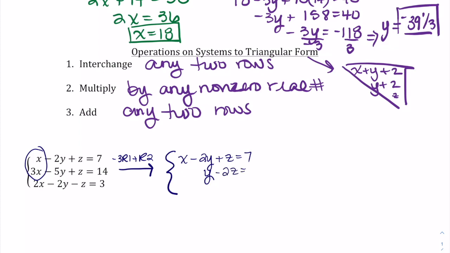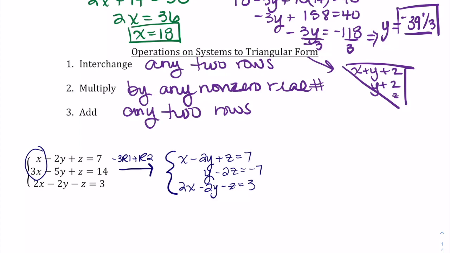-2z. And then we also have to multiply the 7 by -3 to get -21. And -21 plus 14 is going to give me -7. And we didn't do anything with row 3, so we're going to leave row 3 as is.